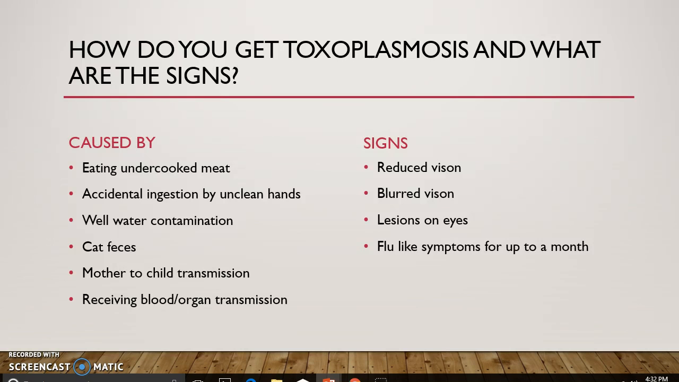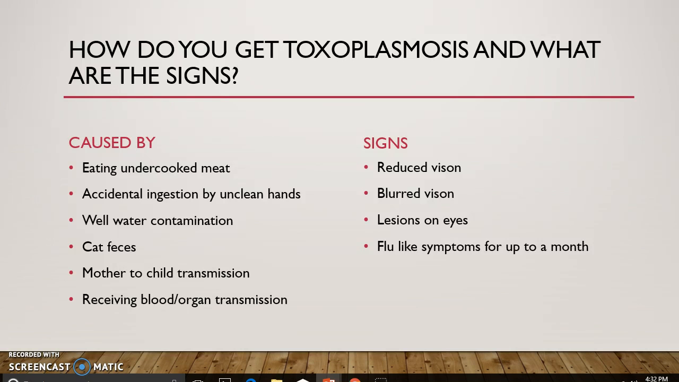It can be transmitted from mother to child, and that is when the mom is infected during the pregnancy or very, very shortly before, and then passes it on to her child. And although this is very rare, you can pass it by receiving blood and organ transmission. This is very rare, like I said, but it's possible because people are asymptomatic, and so they could give blood, and if they don't go through the right screenings, they can pass it on to someone else.